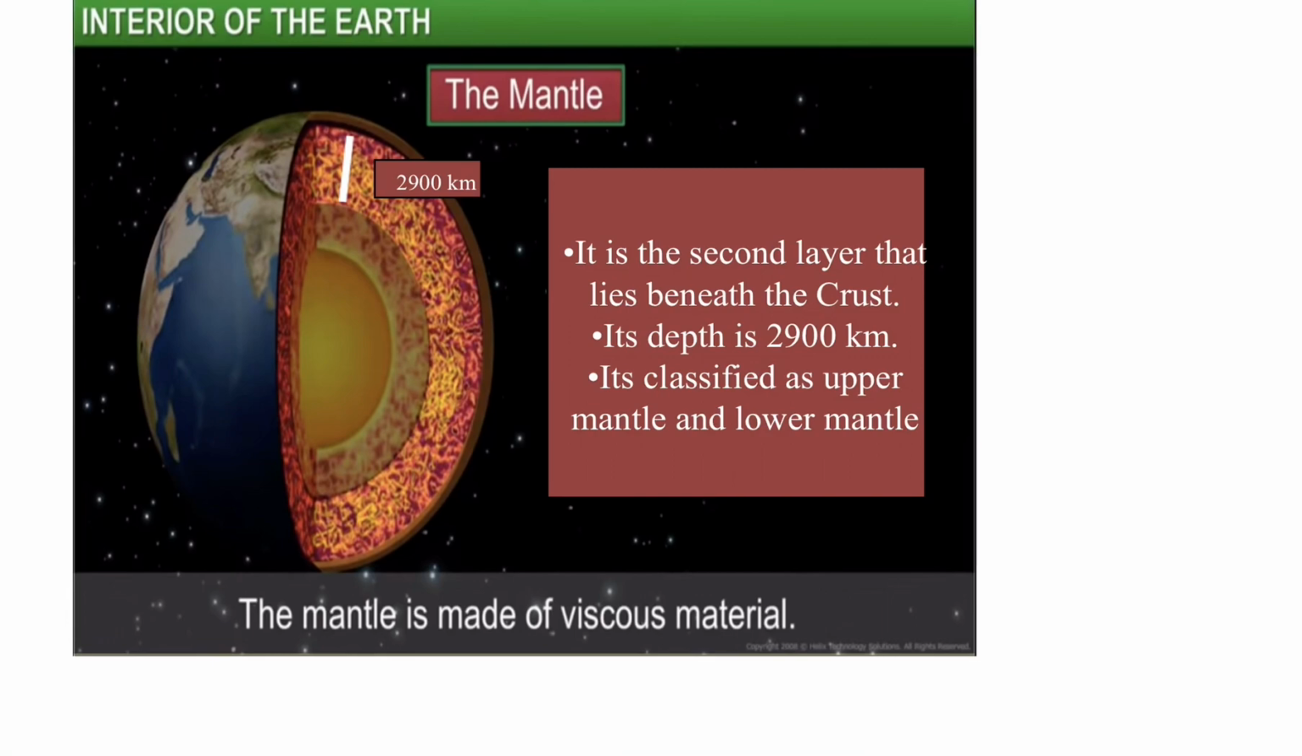And see, the mantle is made of viscous material. Now what is this viscous material? A viscous material is basically a liquid which is very thick and sticky and which does not flow easily. Like water can flow very easily, but this viscous material which is present in the mantle layer cannot flow easily. It is a liquid, but it doesn't have that much flowing capacity. So what is this viscous material actually?